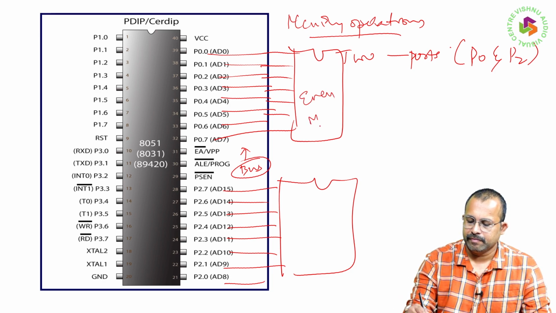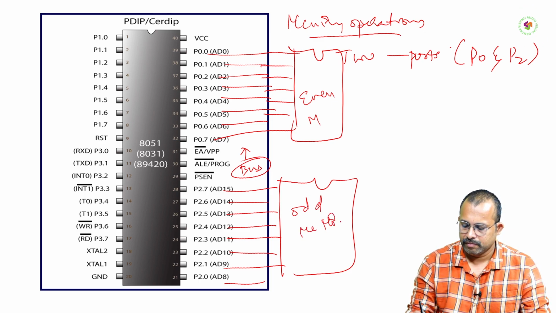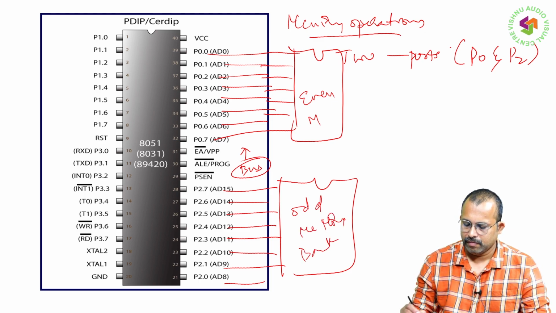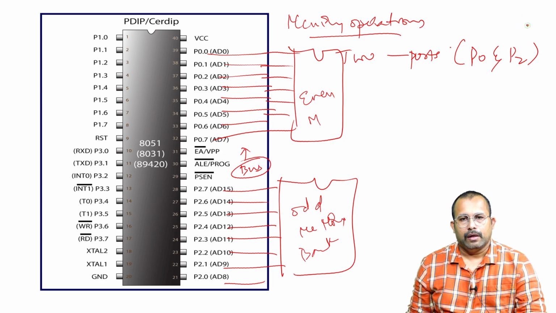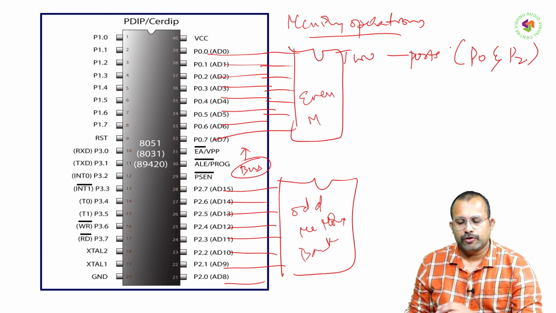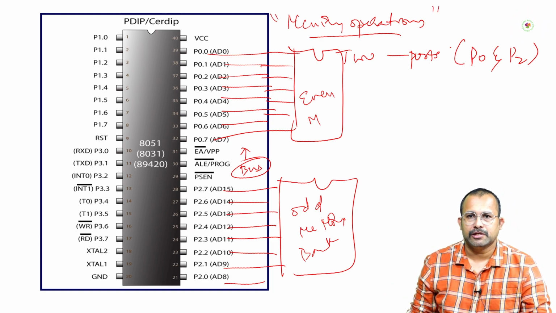This is the even memory, and this is the odd memory bank. So these two ports are exclusively used for memory operations.